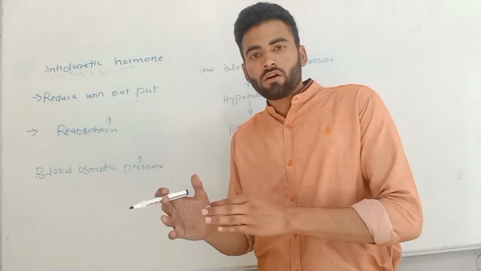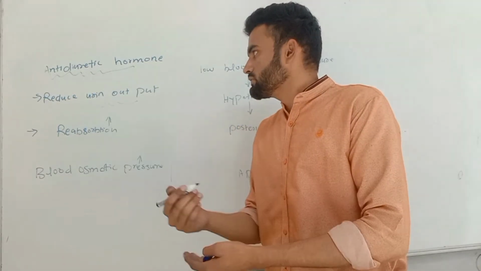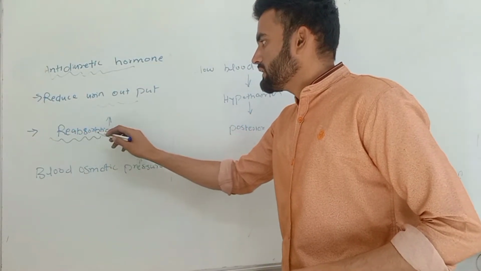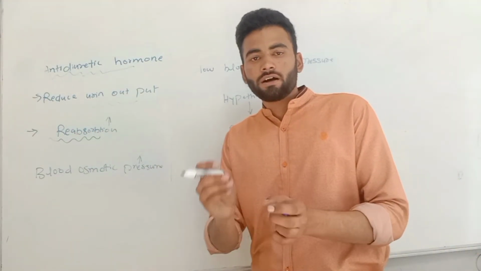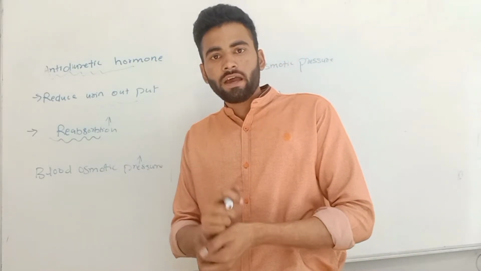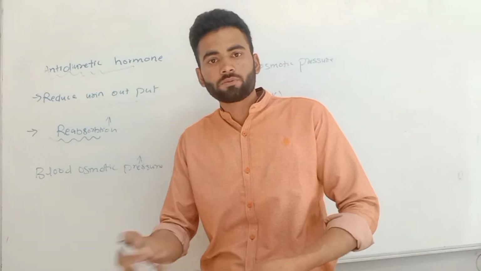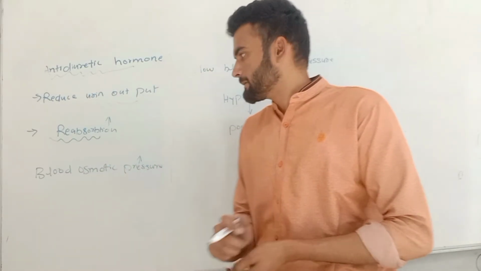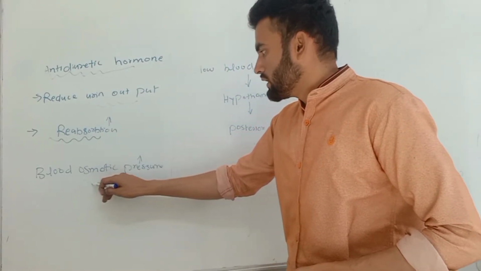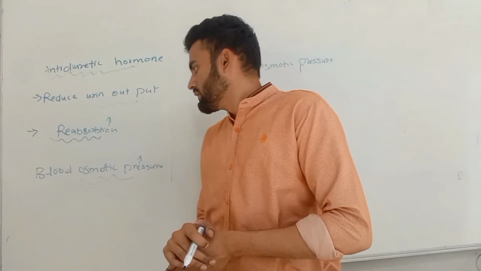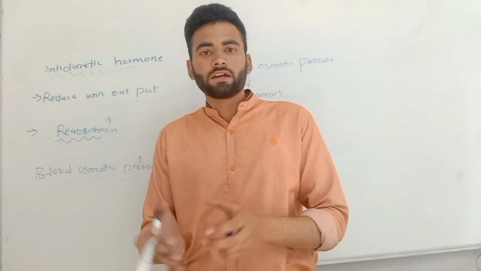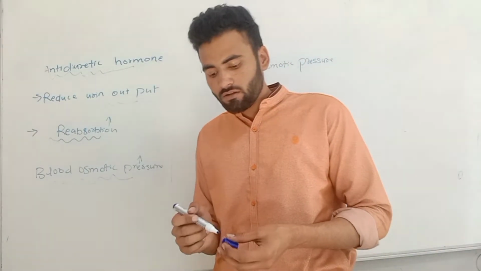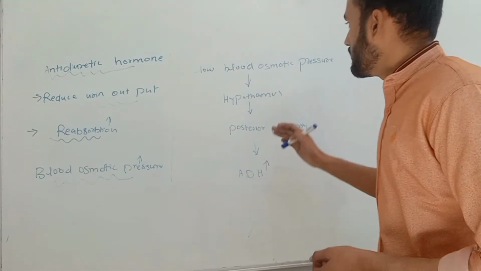The concentration of the urine is increased and the output of the urine is decreased, and it increases the reabsorption of water, because it acts upon our kidneys and increases the process of reabsorption of water, so that water can be saved as much as possible. And it also increases the osmotic pressure of blood. Whenever the osmotic pressure of the blood is decreased, then this hormone will increase the osmotic pressure of the blood.